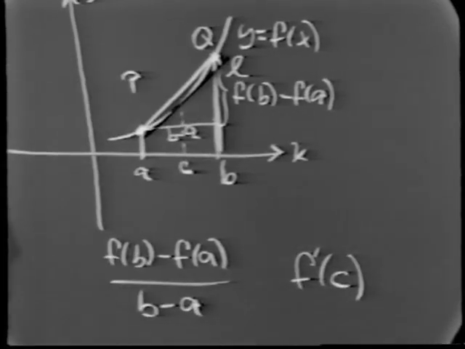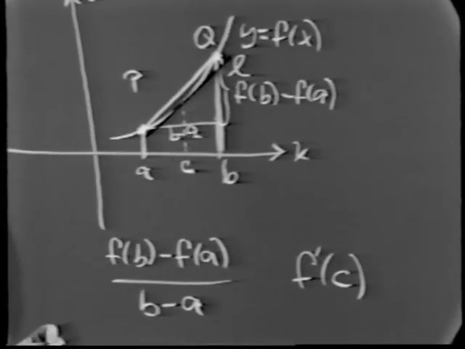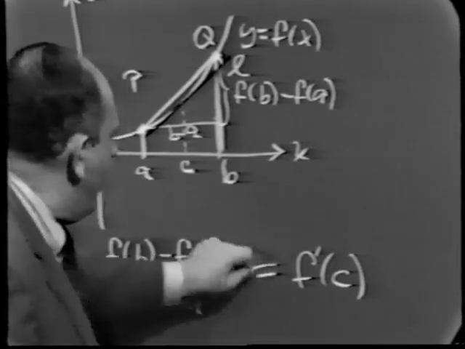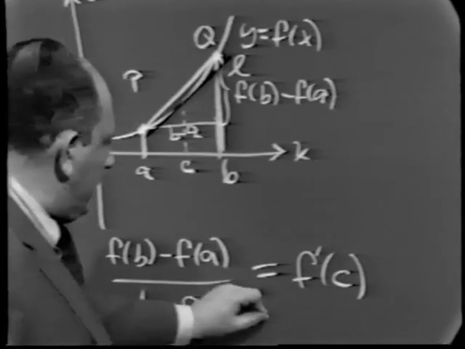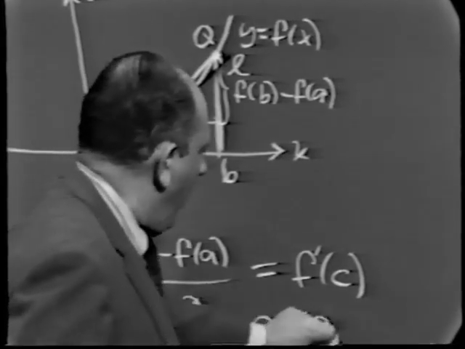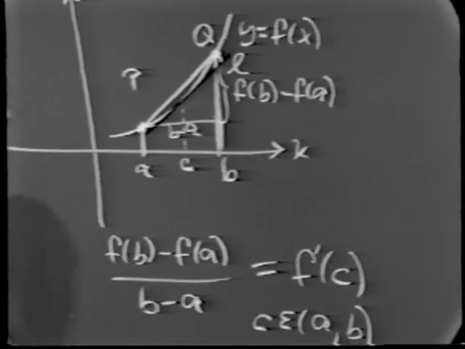And what does it mean in terms of slopes for two lines to be parallel? It means that their slopes are equal. And where is c? c is someplace in the open interval from a to b.